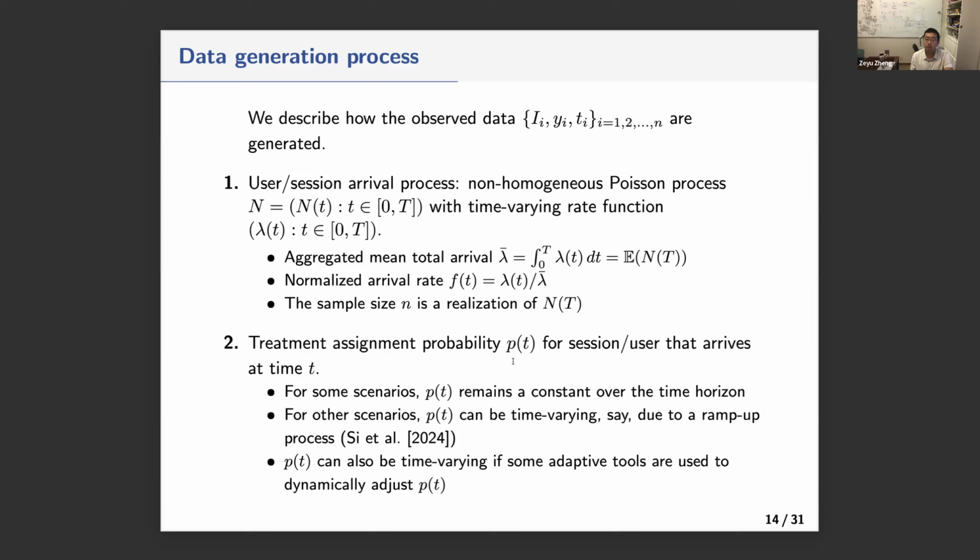There is also another element in the data generation process, the so-called treatment assignment probability. p(t) denotes the probability of assigning a user session to treatment if they arrive at time t. For some scenarios, this p(t) is just constant over the entire time horizon. But for other scenarios, the treatment assignment probability may be time varying.